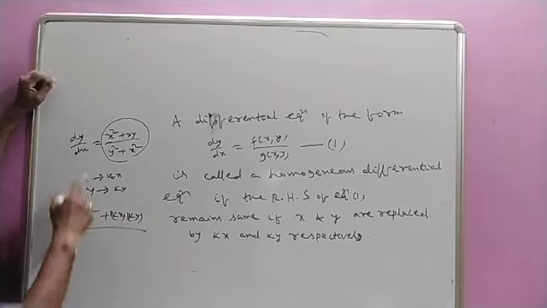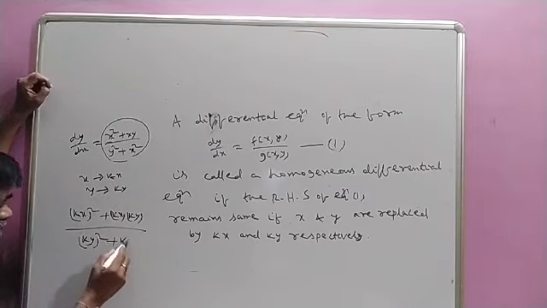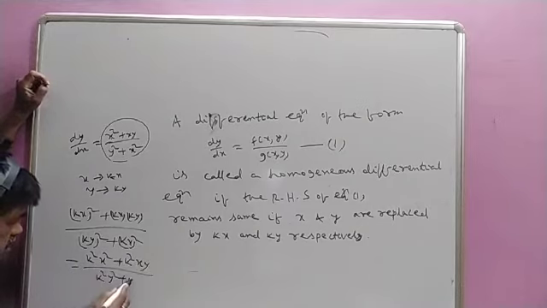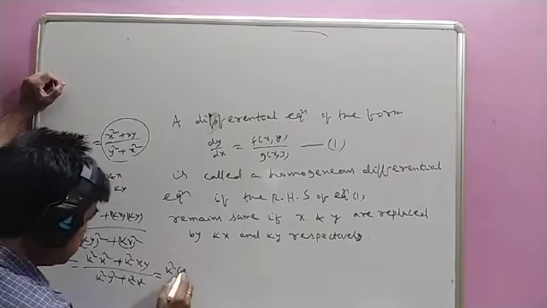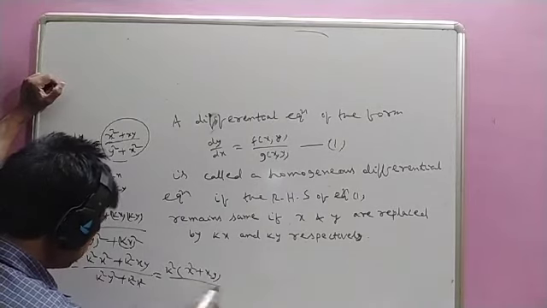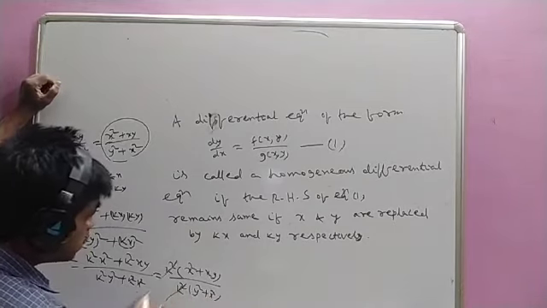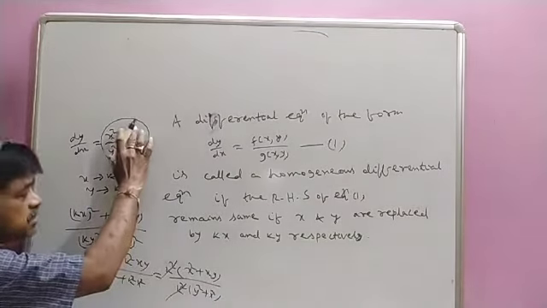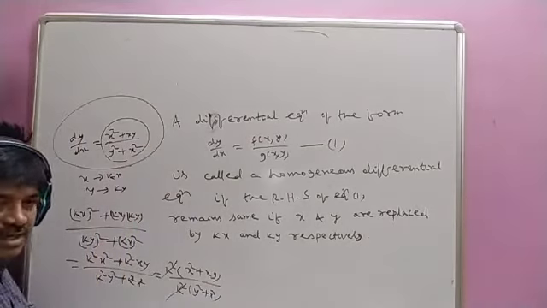So here you replace: it is (kx) whole square plus x is kx, y is ky, and y square is (ky) whole square, x square is (kx) whole square. So this becomes k square x square plus k square xy, and the denominator is k square y square plus k square x square. From the numerator you can take common k square, then you have x square plus xy, and from the denominator take common k square, then you have y square plus x square. Now this k square gets cancelled, so you are getting the right hand side of the given differential equation. So this is a homogeneous differential equation.